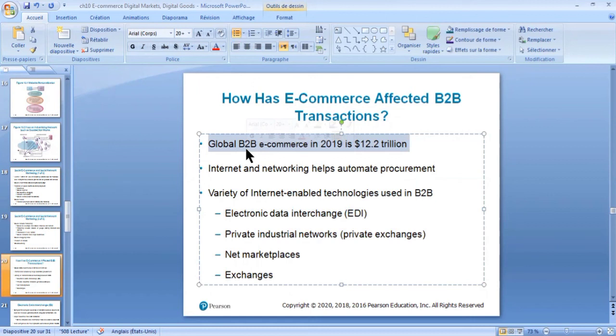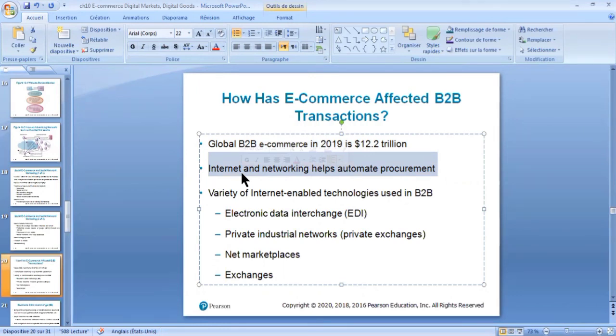in 2019 is estimated at approximately 12.2 trillion. Okay, so 3 times bigger than B2C. Okay, B2B is 3 times bigger than B2C e-commerce. So that's why we need to focus on it. Also we need to focus on it because B2B is more complicated than B2C, because it requires more human resources, it requires more financial resources.